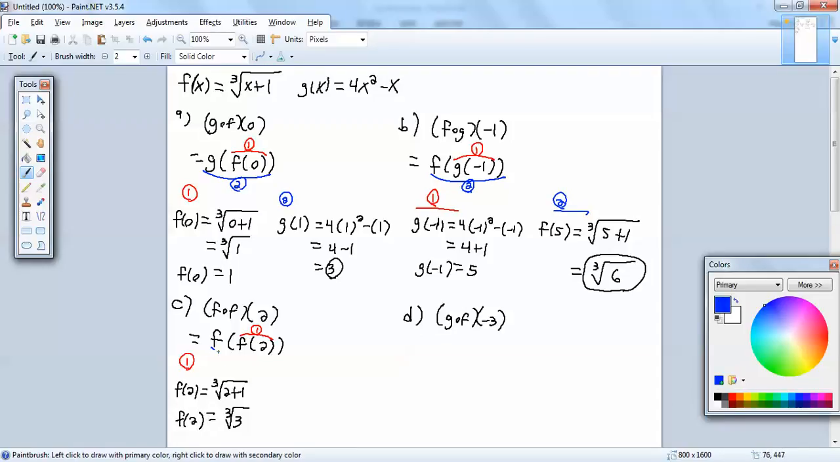Then we want to focus on the outer. We now know what f of 2 is equal to. It's the cube root of 3, so we're going to plug that in for the f of 2 here. So we're going to be finding f of the cube root of 3. Well, I go to my f of x, and where my x was, I'm going to plug in the cube root of 3. So we have the cube root of the cube root of 3 plus 1. That's an interesting answer. And that's our answer.